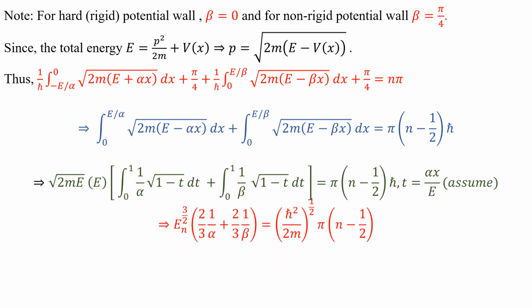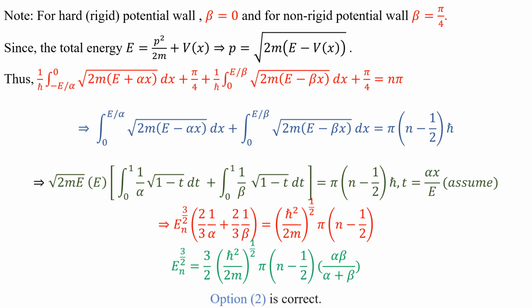which gives E to the power 3 by 2 times (2 by 3 times 1 upon alpha plus 2 by 3 times 1 upon beta) equals square root of h cross squared by 2m, times pi (n minus 1 by 2). So option 2 is correct.